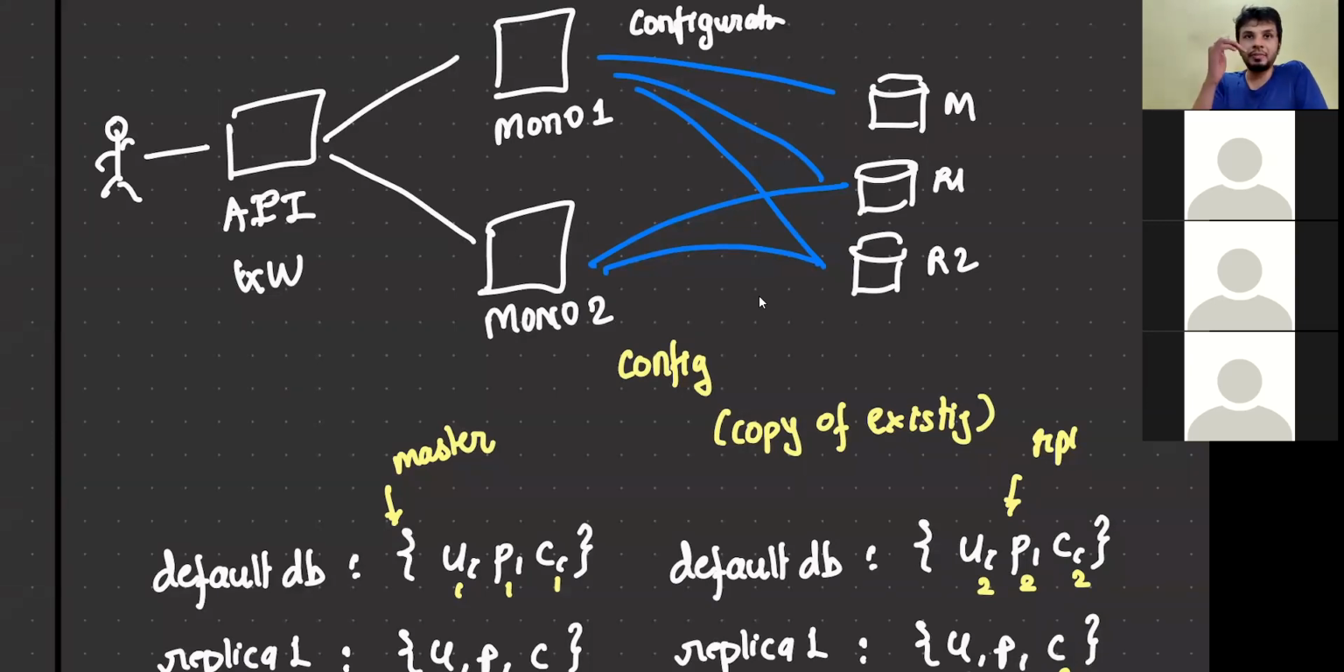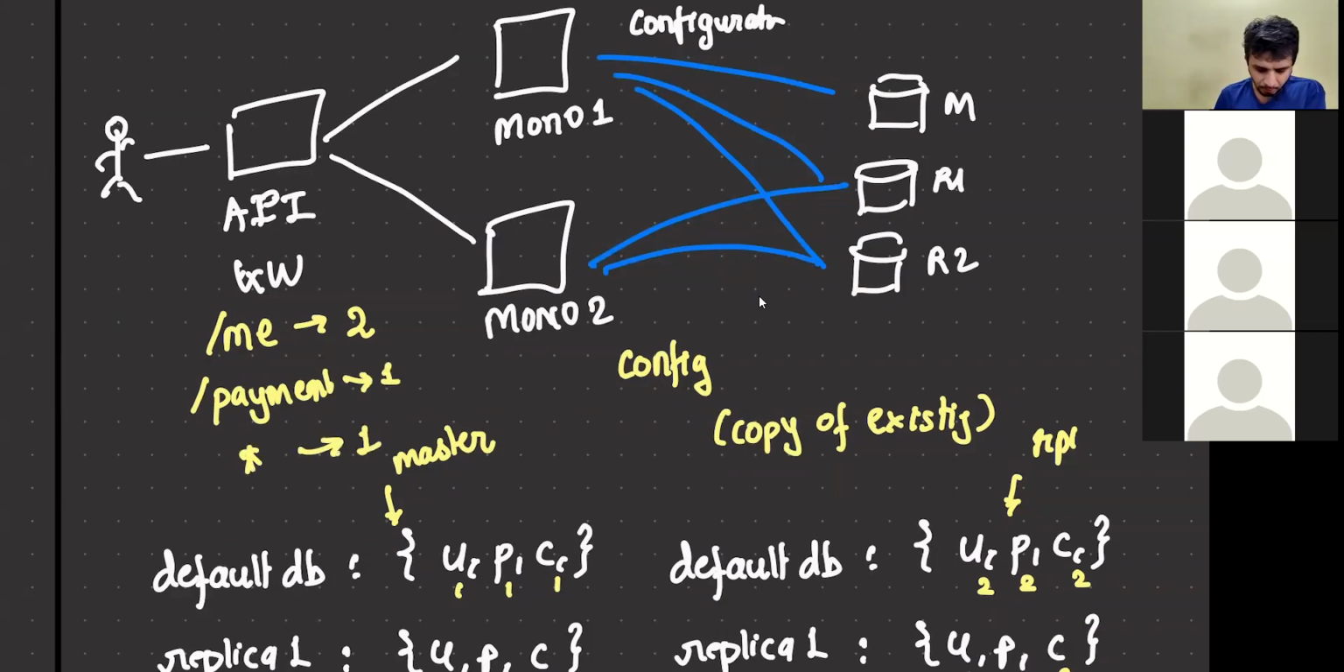But what we can do with this kind of setup is configure, let's say we know that /me API is a read-only API. It does not need to do any update. So in API gateway, we can configure /me API should go to monolith 2. Let's say payments API. We know that payments API requires write. So let's say I have /payments API and I can configure it to go to monolith 1. And then we can have a star rule that says redirect everything to monolith 1. Okay, so now basically star becomes my catch-all.